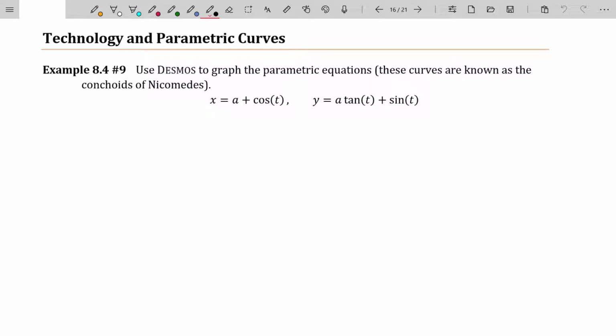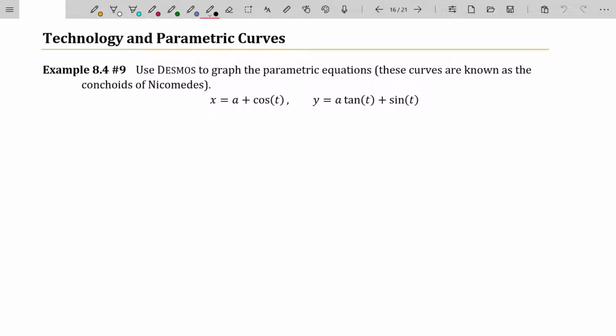In this video, we're going to talk about using technology, which I've already shown in some of the previous videos, but it's probably a good idea for me to actually talk you through how to use Desmos and technology to graph curves. So we're going to take a look at this one right here. x equals a plus cosine of t, and y equals a tangent of t plus sine of t, where a is just a parameter that we will change to look at different versions of this curve. By the way, this family of curves is known as the conchoids of Nicomedes.